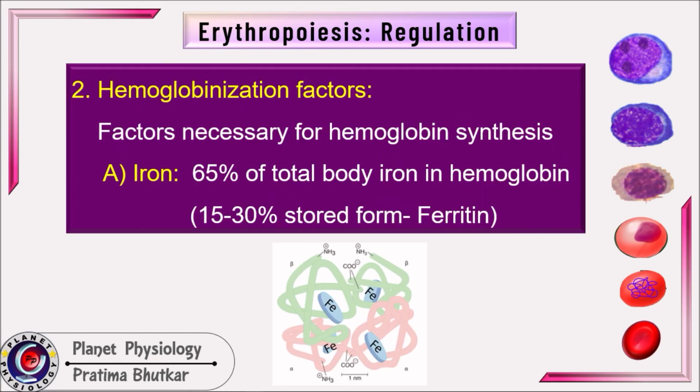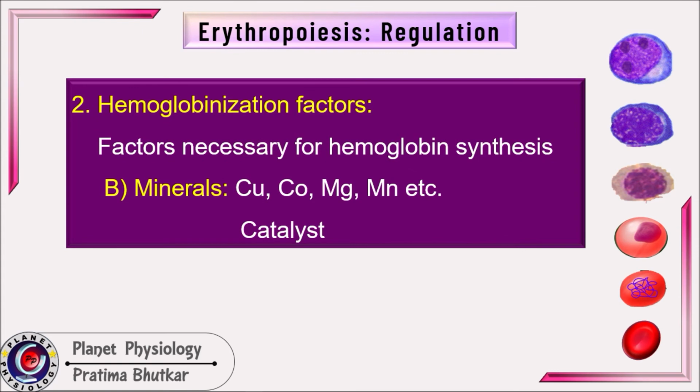Now let us see hemoglobinization factors. These are the factors necessary for hemoglobin synthesis. The major hemoglobinization factor is iron. 65% of the total body iron is present in hemoglobin. So that is the reason iron is a must for hemoglobin formation. Then minerals like copper, cobalt, magnesium, manganese are also necessary in the diet because they act as catalysts during the reactions of hemoglobin formation.